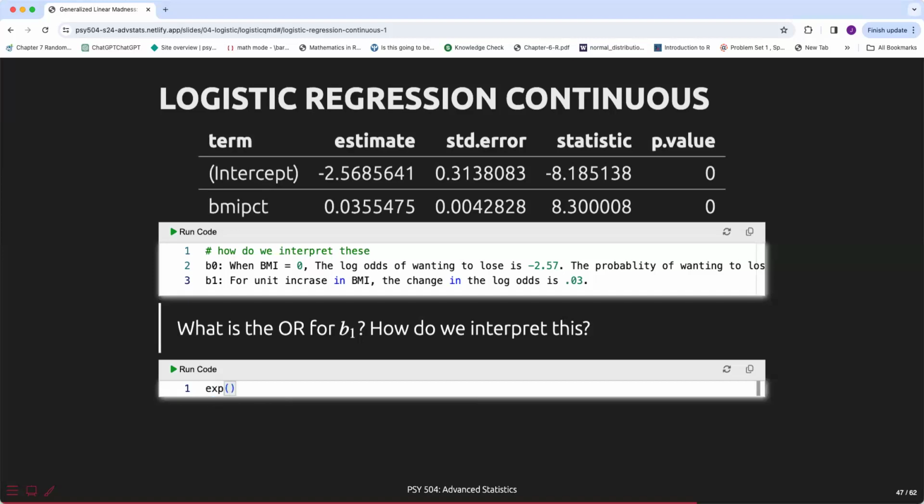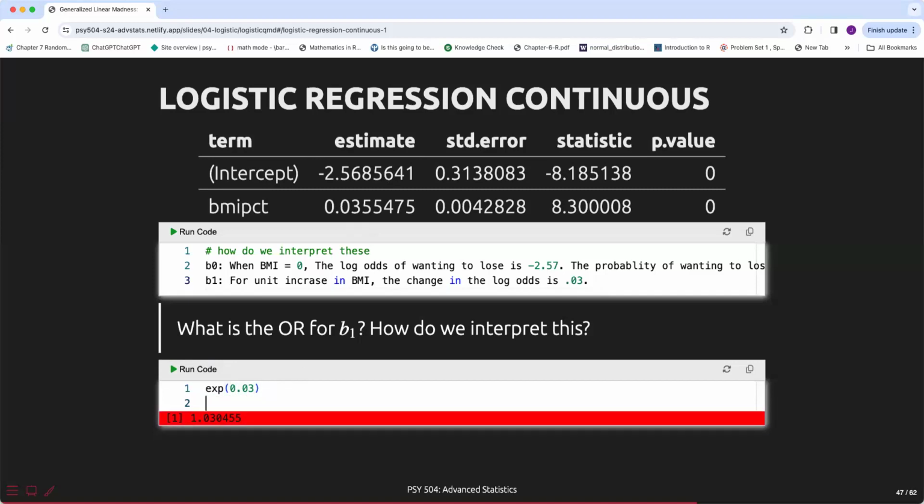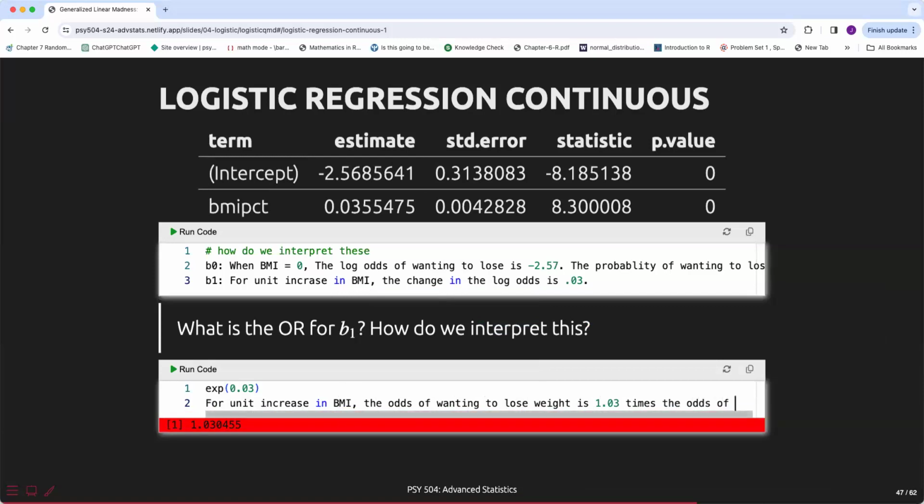So we take the exponent of that value, and that gives us the odds ratio for that particular estimate. So how do we interpret this? We can say for a unit increase in BMI, the odds of wanting to lose weight is 1.03 times the odds of not wanting to lose weight.